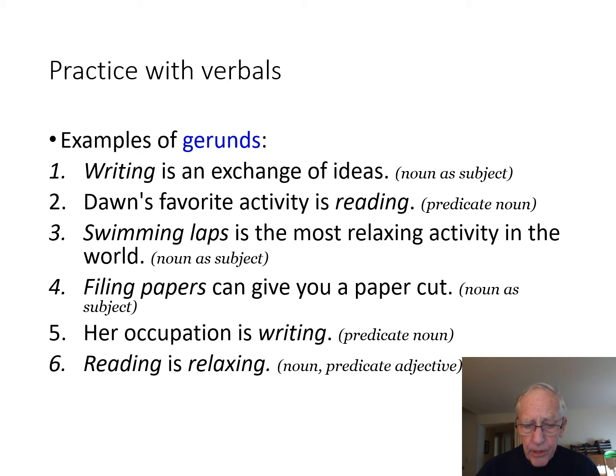This one is an interesting case. Reading is relaxing. Reading is a gerund, functioning as a noun and as a subject of a sentence. Is a linking verb. Now, linking verbs are always followed by either a predicate noun or a predicate adjective. In this case, it's actually a predicate adjective because relaxing describes reading. So in this sentence, we have a gerund up here in the subject, and we have a participle, which is acting as an adjective.